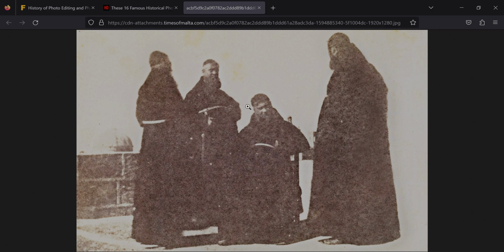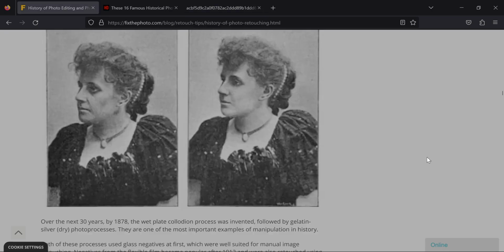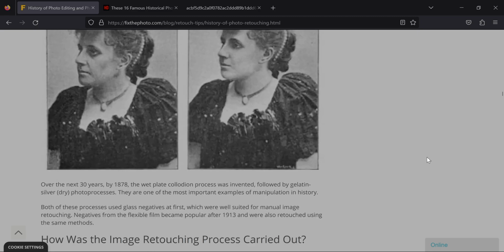But he's been completely edited out. So that is the first ever instance of photo editing. Over the next 30 years, by 1878, the wet plate collodion process was invented, followed by gelatin silver photo processes. They are one of the most important examples of manipulation in history. Both of these processes used glass negatives at first, which were well suited for manual image retouching. Negatives from the flexible film became popular after 1913 and were also retouched using the same methods.